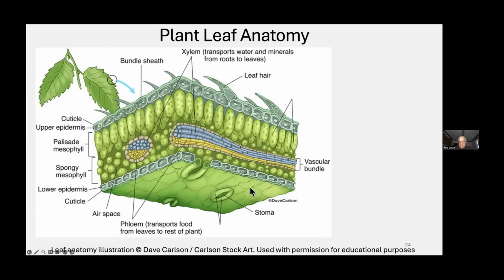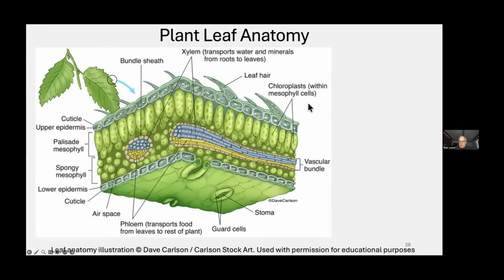Then in addition, we have a very important part of the plant. It's the stoma. It's an opening, typically on the underside of a leaf. And the stoma are protected by guard cells which can open and close them depending on the leaf's needs.